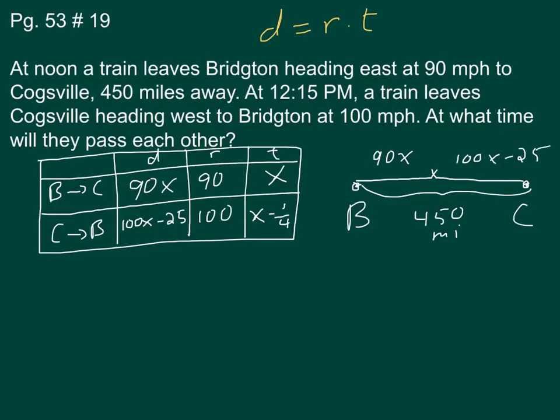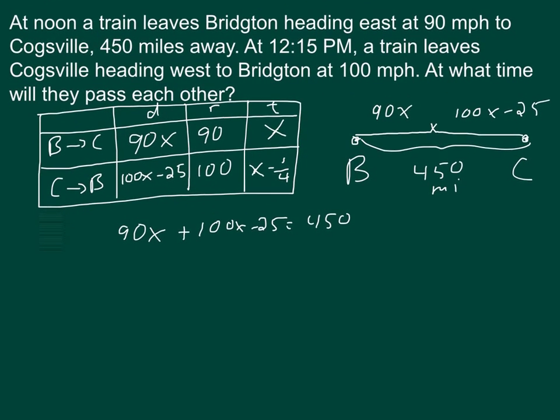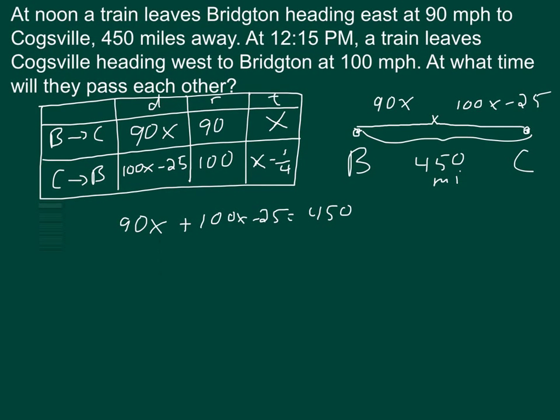And so that right there actually gives me my equation. I'm able to take the 90x, add it to the 100x minus 25, and that's going to give me my entire distance of 450 miles. Together they've covered all 450 miles between the two cities. So there we have our setup and we have our equation. Once again, either pause the video and try to solve it, or just see what the answer is.